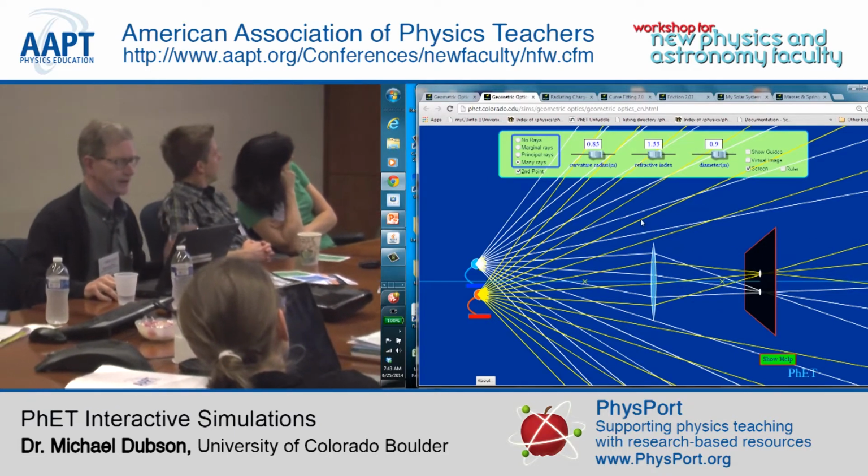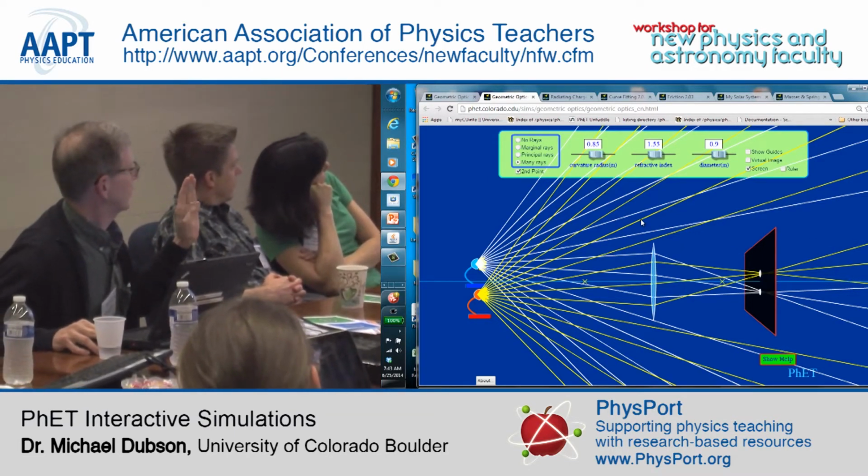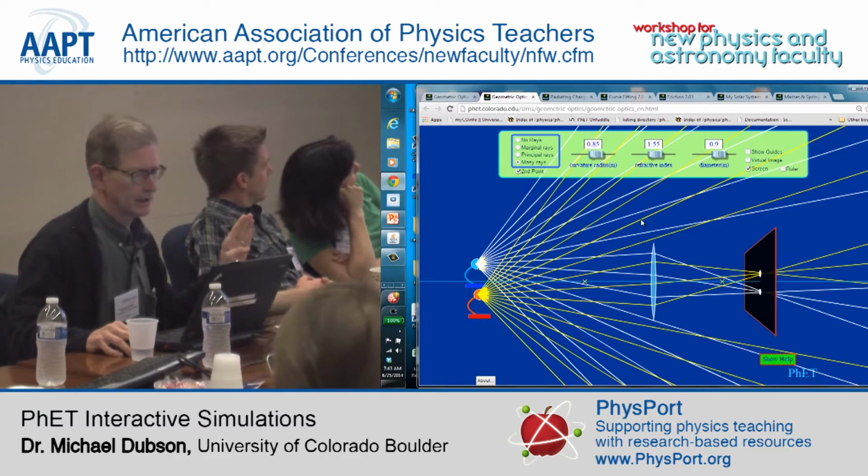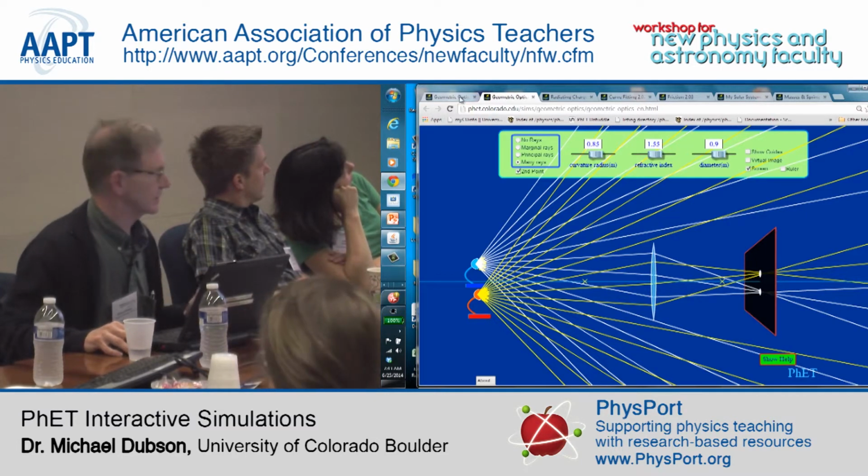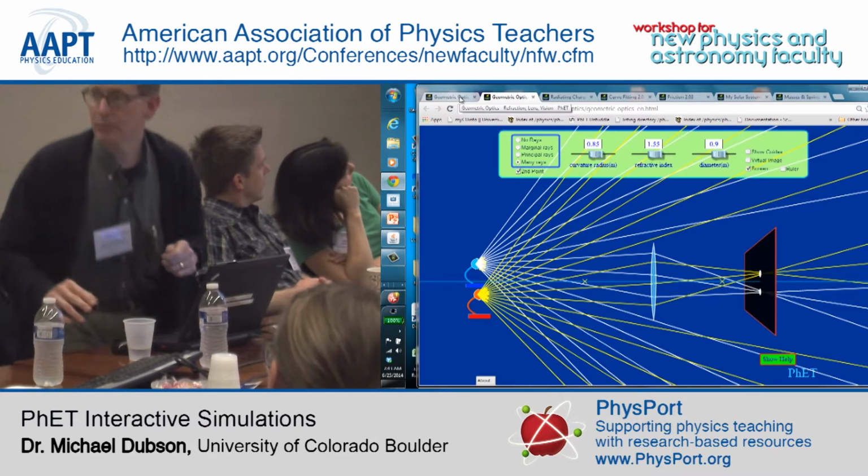It's very simple, but we're building a much more sophisticated one right now that'll do lenses, mirrors, stops, all good stuff. It'll be basically a full ray tracing diagram program.